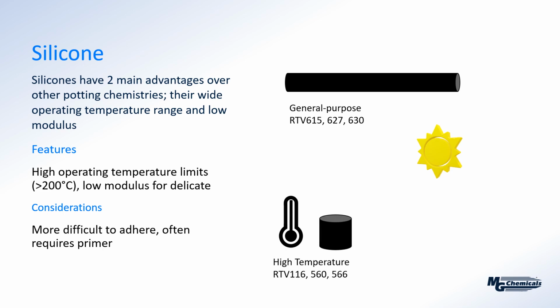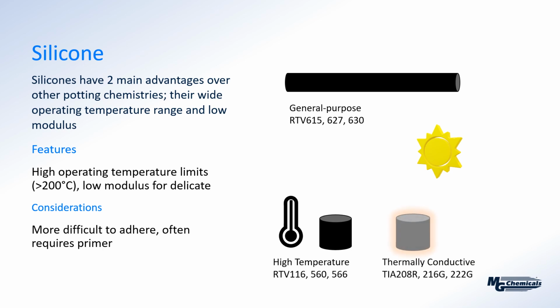So high temperature means that continuously you can use them to about 260 degrees Celsius, but you could jog up to about 320 degrees for a max. And they say intermittent, which usually means 15, 30 minute cycles. You can go up to these kind of temperatures. So that's the RTV116, 560, and 566. So these are red compounds. They incorporate red phosphorus to give it that high temperature resistance.